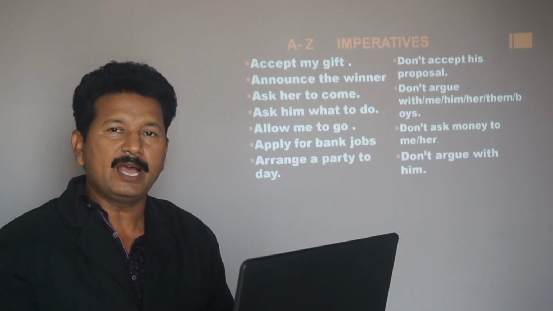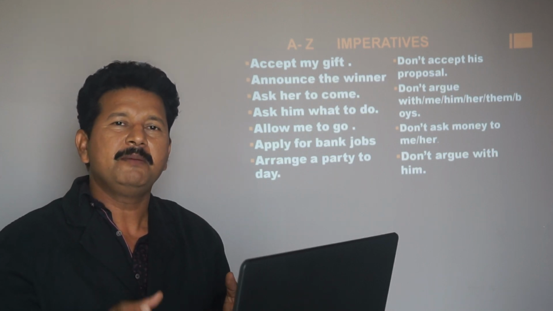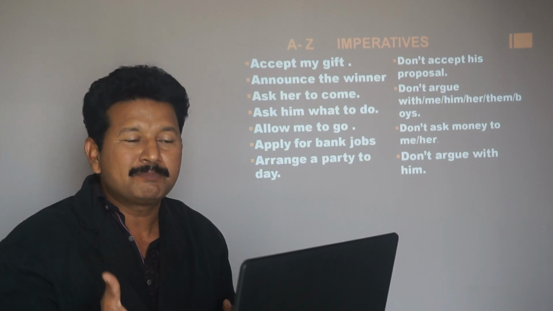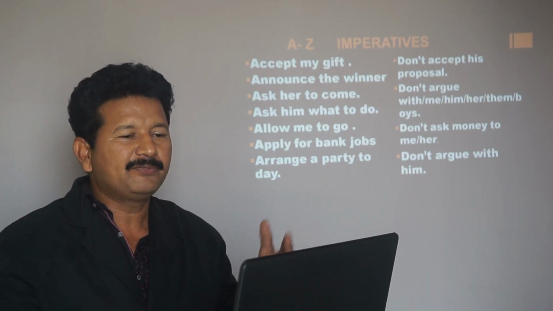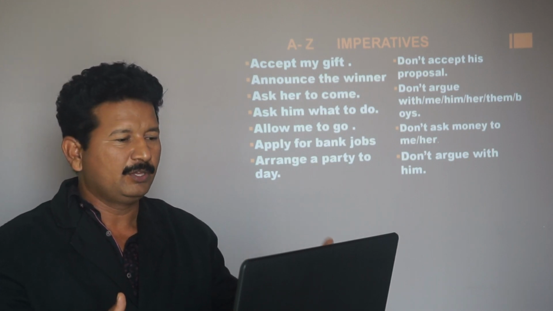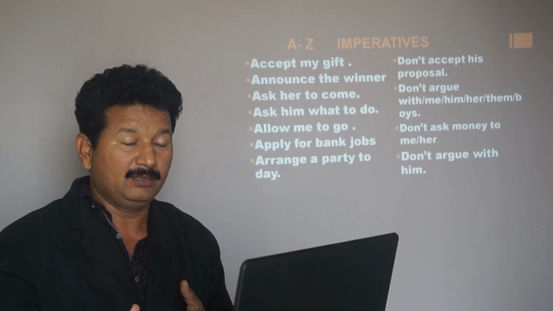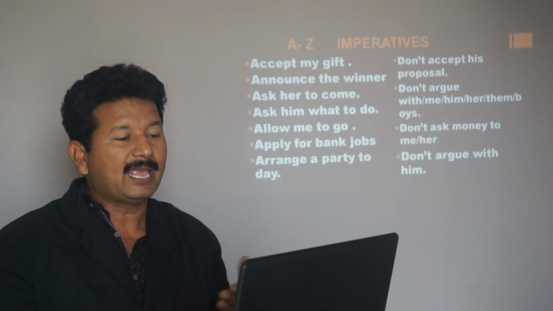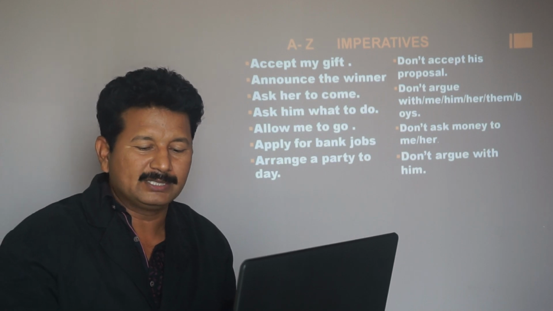And now, here we are going to practice with A to Z imperatives. Initially begin with A, like what are the verbs we have with A? Accept my gift, don't accept his proposal. Announce the winner, don't argue with him or don't argue with her. Even you can say, ask him what to do. Don't ask money to me or don't ask money to her. Apply for the bank jobs. You can say, arrange a party today. Don't argue with him or her. You can continue in the same way.